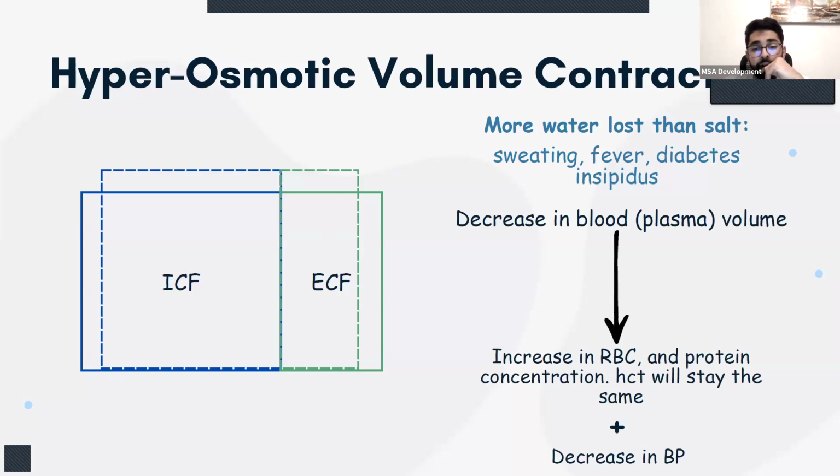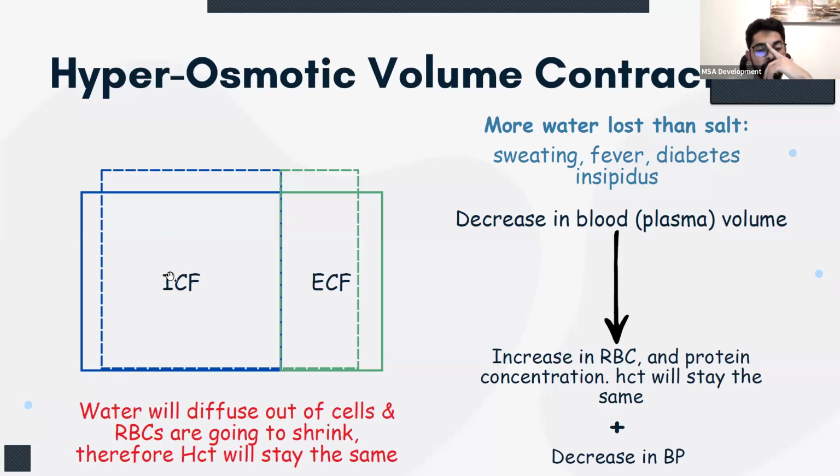In this case, again, you're going to have an increase in RBCs and protein concentration because they are going to get more concentrated. You have less fluid around them. But this time, the hematocrit is going to stay the same. Why is the hematocrit going to stay the same? We said that here ICF is going to move from inside the cells to the outside of the cells. So in case of RBCs, the RBCs are going to shrink as a result of that.